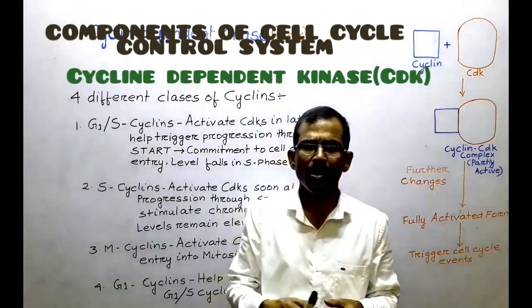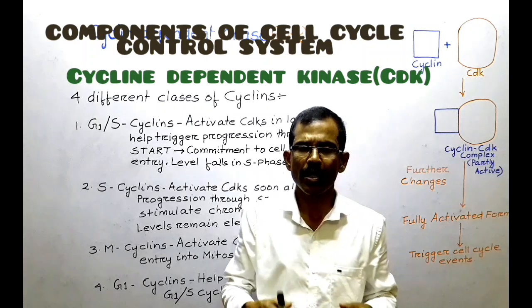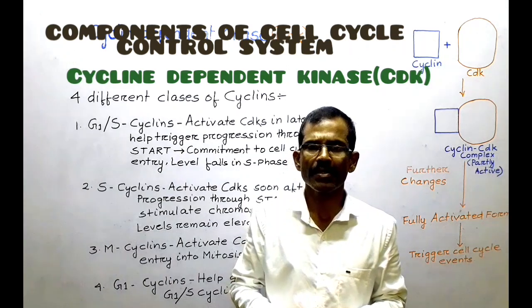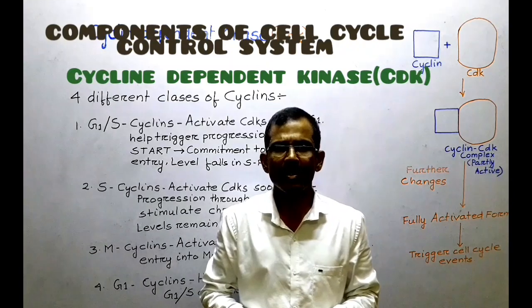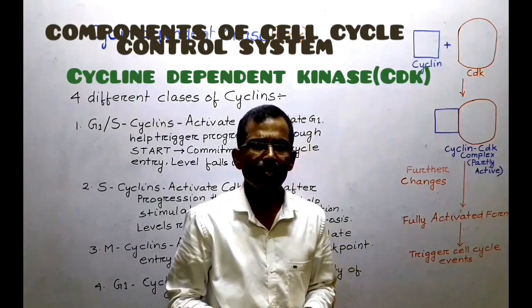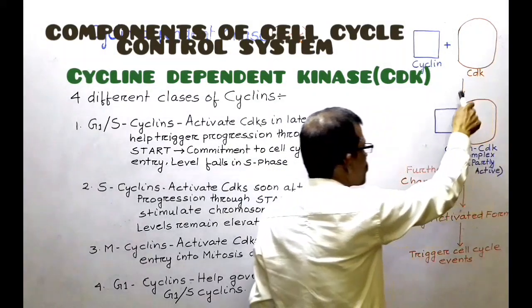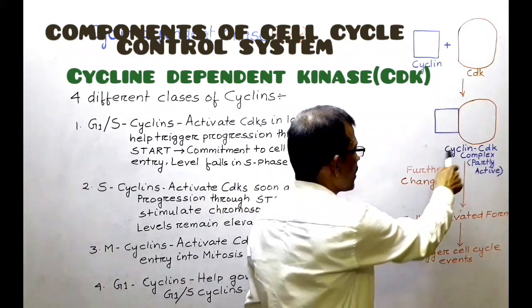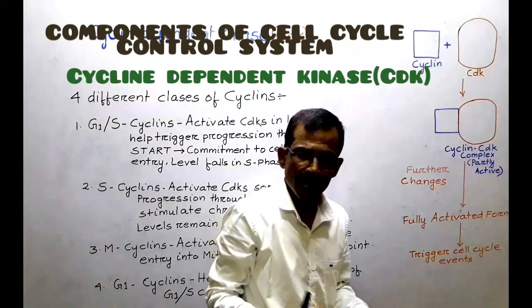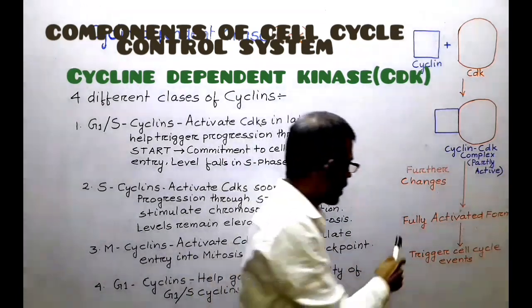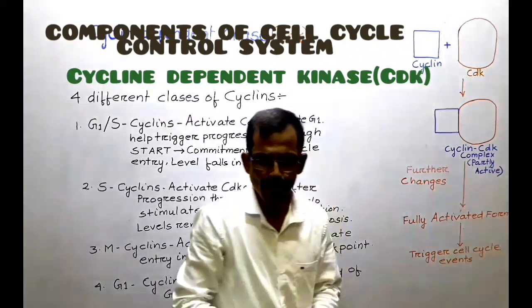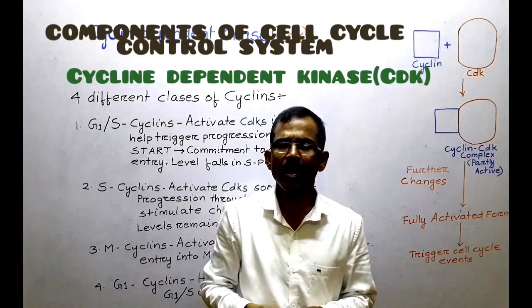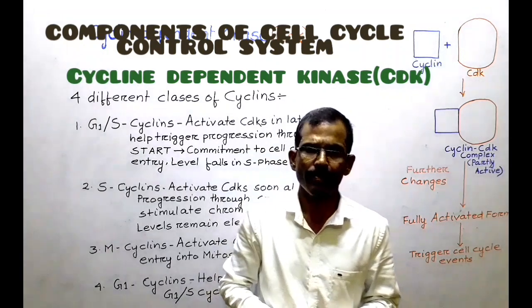The most important of the CDK regulators are a group of proteins known as cyclins. As their name indicates, cyclin-dependent kinases are dependent on cyclin for their activity. Specific cyclins bind with cyclin-dependent kinase to form cyclin CDK complex, which is partly active. The cyclin CDK complex then undergoes further changes to get fully activated, and the fully activated form then phosphorylates various intracellular proteins, which in turn initiate or regulate major events of the cell cycle.